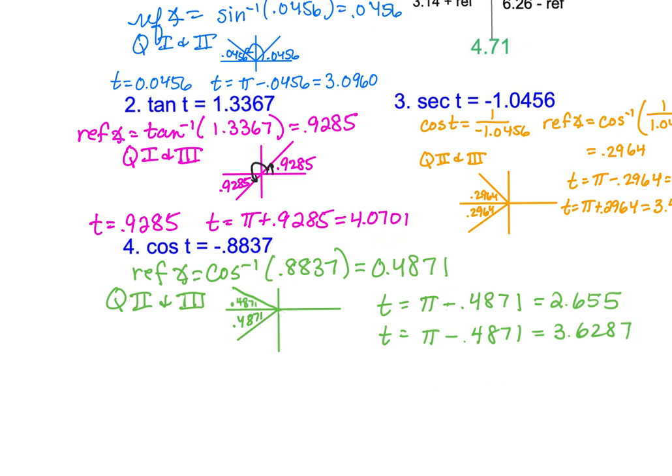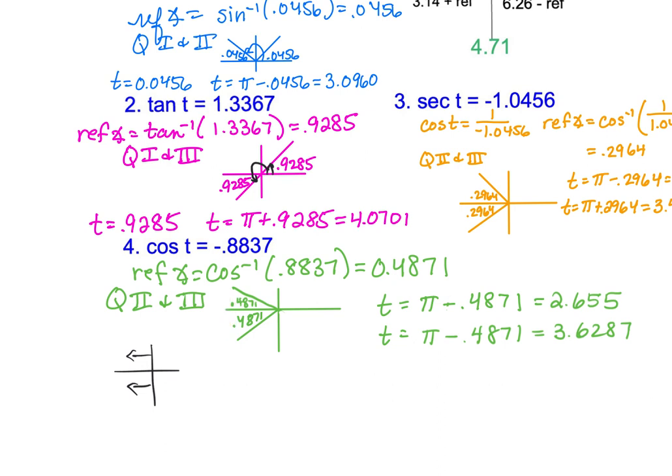4.0701. For the fourth one, to find the reference angle, I do inverse cosine, but notice I'm using the positive angle here so that I get my reference angle out, 0.4871. Cosine is negative, so cosine's negative anywhere x is negative. So to the left of the y-axis in quadrants 2 and 3, then I draw my angles, and I find the angles in those quadrants with those reference angles.